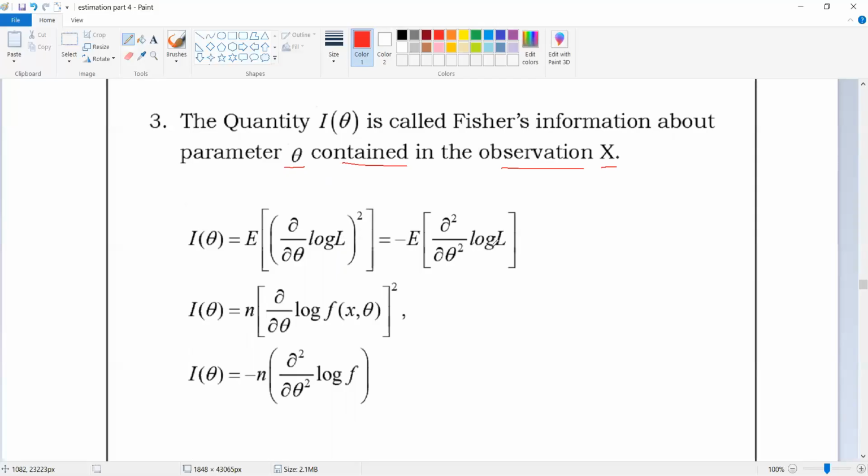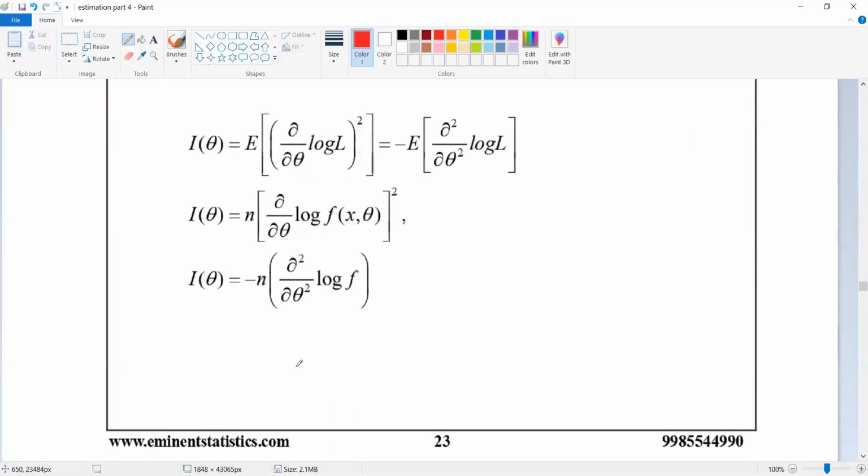Second order derivatives are considered here. In terms of PDFs, expectation of (∂/∂θ log f(x, θ)) whole square, multiplied by n. This may be written like this; both are the same: minus n times ∂² log f / ∂θ², where f is called the PDF of x. Using this I(θ) formula, we can calculate the Fisher's information about θ.